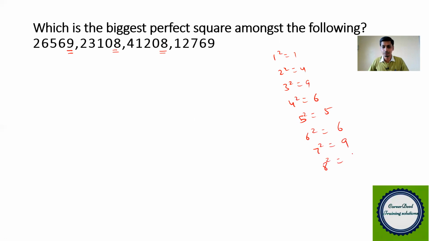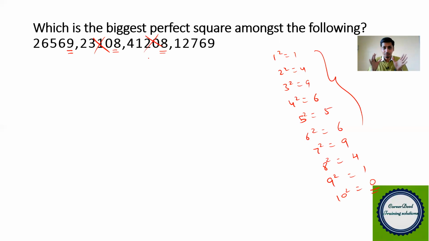8 square is 64, so the last digit is 4. 9 square is 81, so the last digit is 1. 10 square is 100, so the last digit is 0. At no point will you get the unit digit of a perfect square ending with 8. So by looking at this, you can easily eliminate these two options, right?